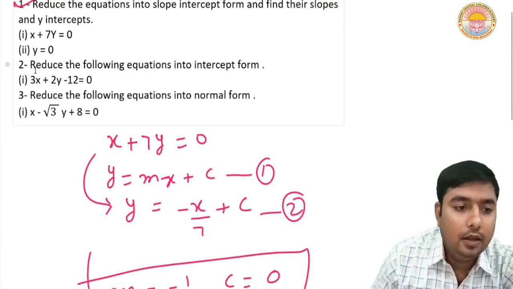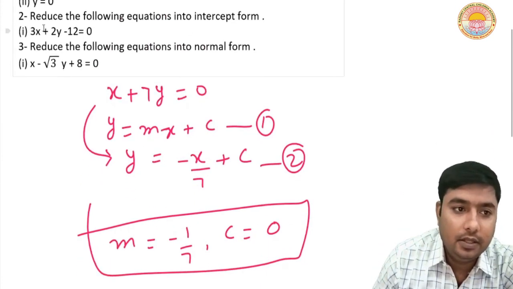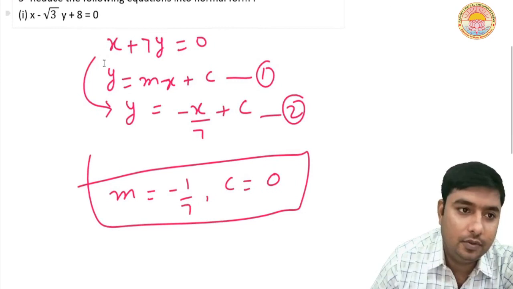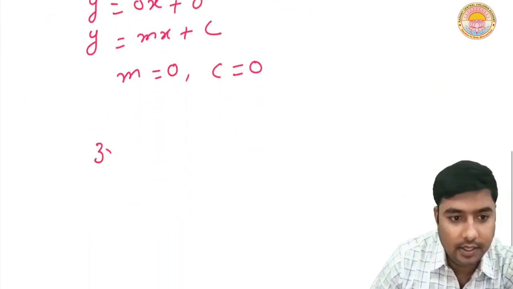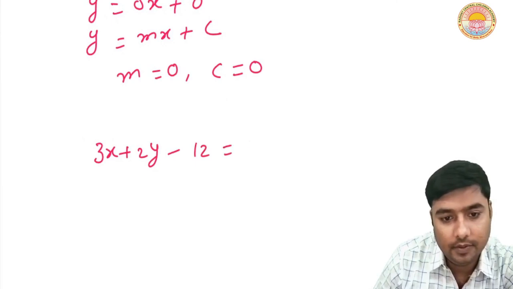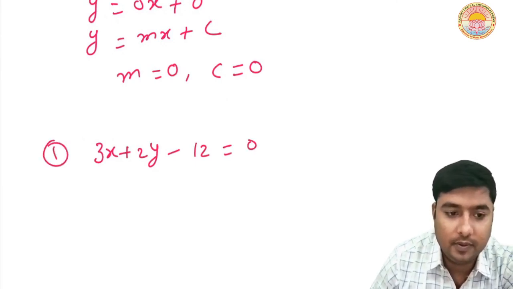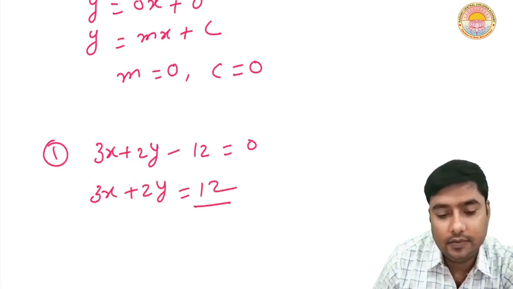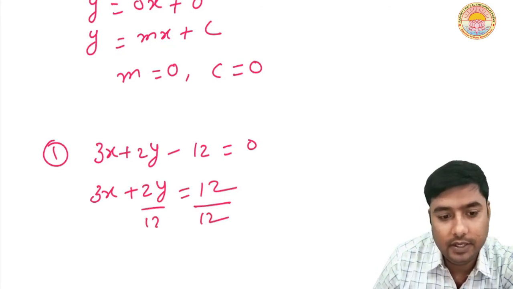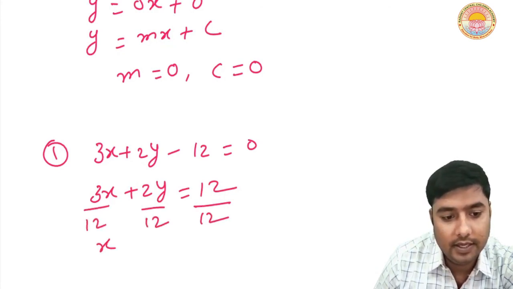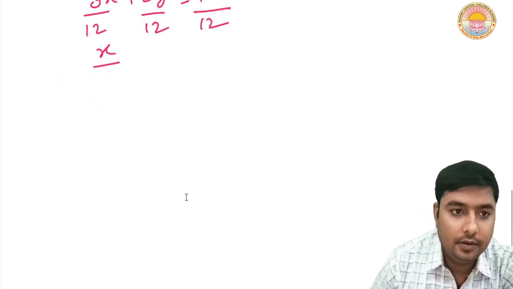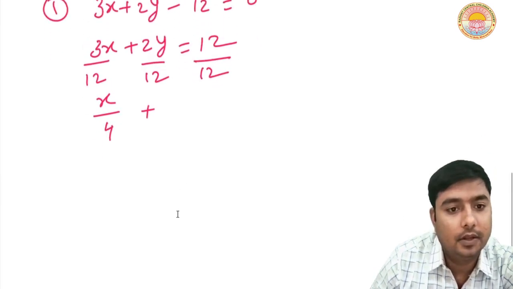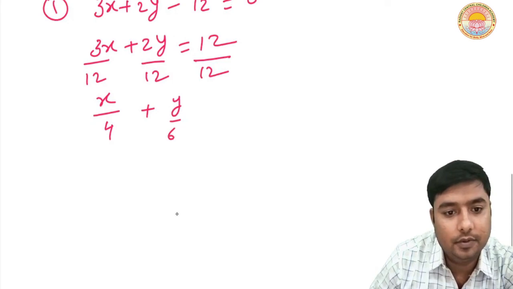Second question, reduce the equation in intercept form. 3x plus 2y minus 12 equals to 0. Reduce in intercept form. Then we can write here 3x plus 2y equals to 12. Here the right side should be 1, so we divide both sides by 12. Now we can write x upon 4 plus y upon 6 equals to 1.